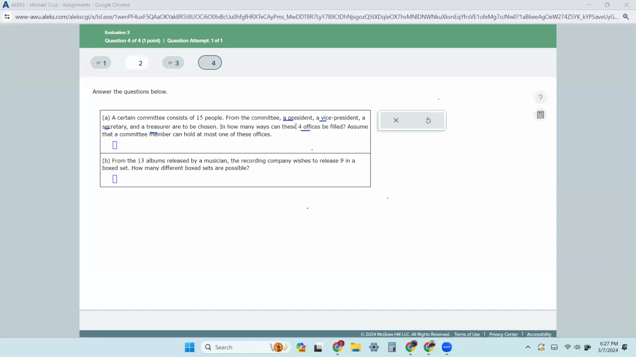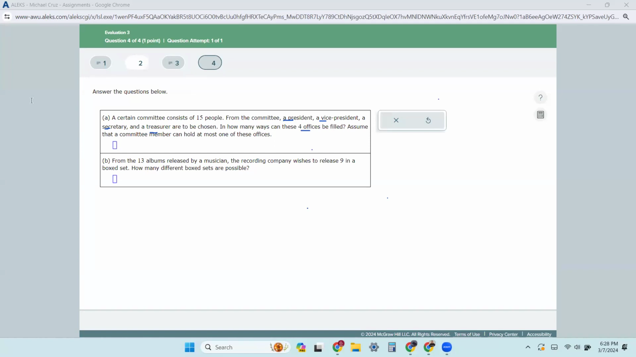You only got 2 numbers. The permutation, 15 and 4. Permutations. Why is it permutations, Felicia? What tips you off about that? Well, when it says a certain committee consists of 15 people, that's important information. That's irrelevant information.